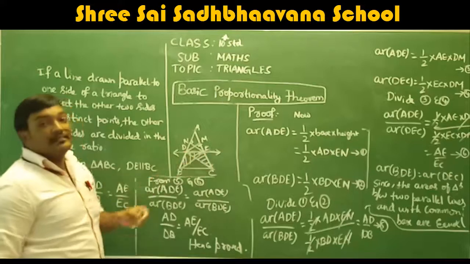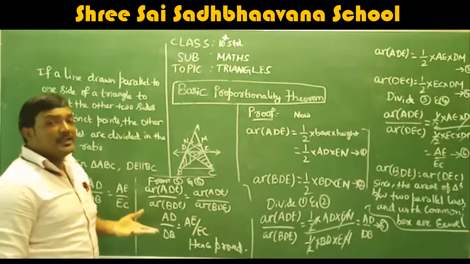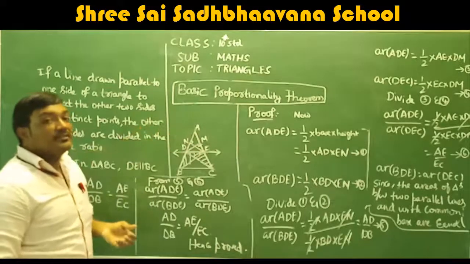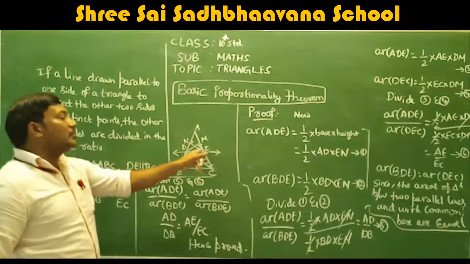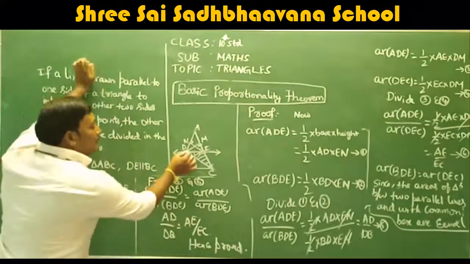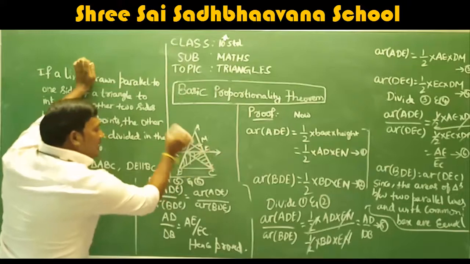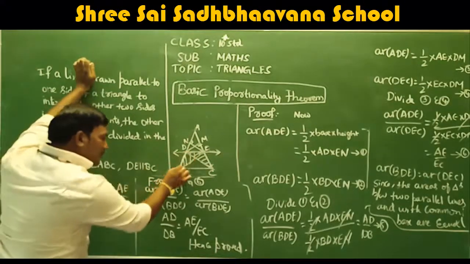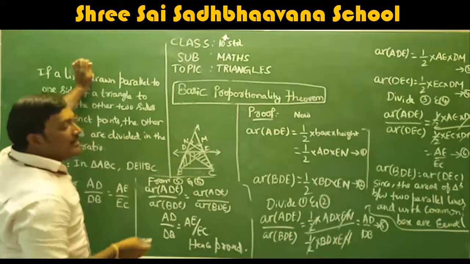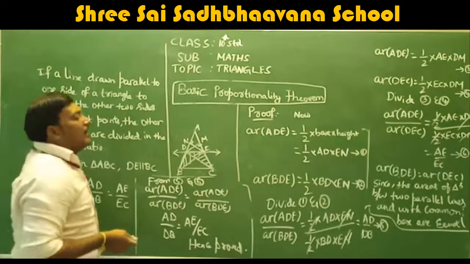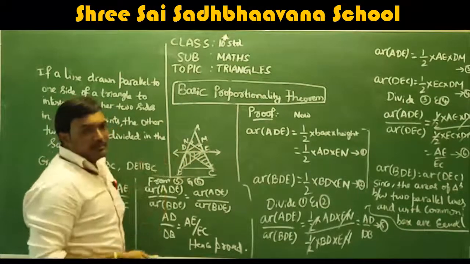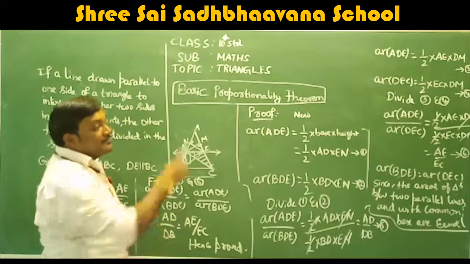So why can't we take ED as the perpendicular? ED cannot be taken as a perpendicular. That is one of the sides of the triangle. So how can you take a side of the triangle as a perpendicular? You have to draw the perpendicular from the vertex. Correct? So that's the reason BD is extended to N and EN is taken as the perpendicular for the side BD. We are taking the base as BD, so EN will be the perpendicular. So what will be the area? Area of triangle BDE will be half into BD, which is the base. For this base, EN is the perpendicular. So half into BD into EN.